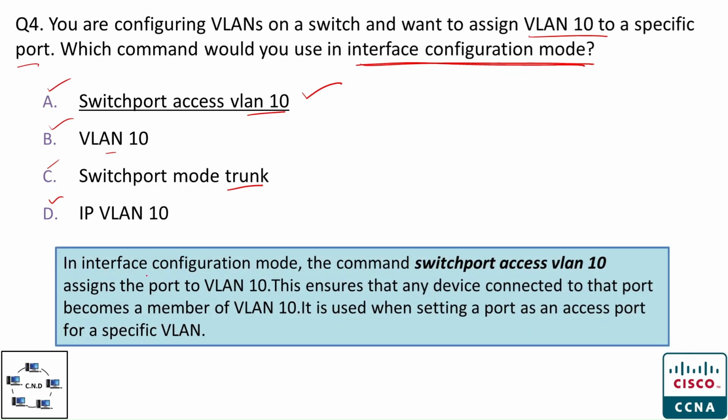In interface configuration mode, remember you must first enter the interface configuration mode, and then you enter this command to assign that VLAN to this specific interface. The command switchport access vlan 10 assigns the port to VLAN 10. This ensures that any device connected to that port becomes a member of VLAN 10. It is used when setting a port as an access port for a specific VLAN.